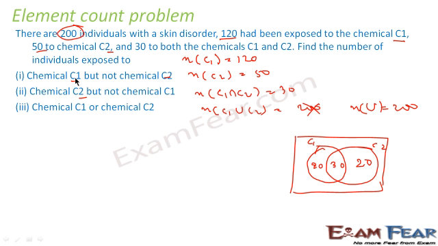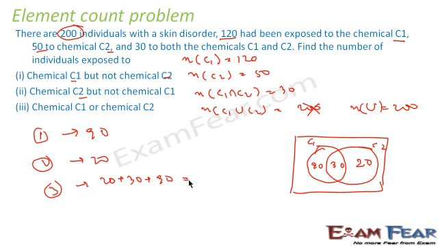Now the first question is people who are exposed to C1 but not C2. C1 but not C2, that means this area they're talking about, so that is 90. The first answer is 90. For second, C2 but not C1, this is whole C2 minus the intersection, what you get is this area, 20. So you get 20 as the answer. Third, C1 or C2, that means we'll take the whole area, so that becomes 20 plus 30 plus 90. So this becomes 90 plus 30, 120, plus 20, 140. So we got all the solutions.